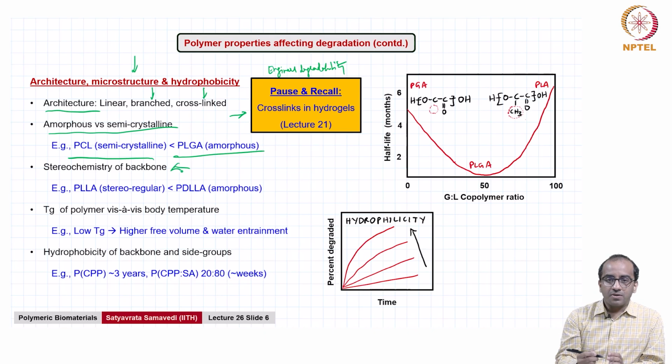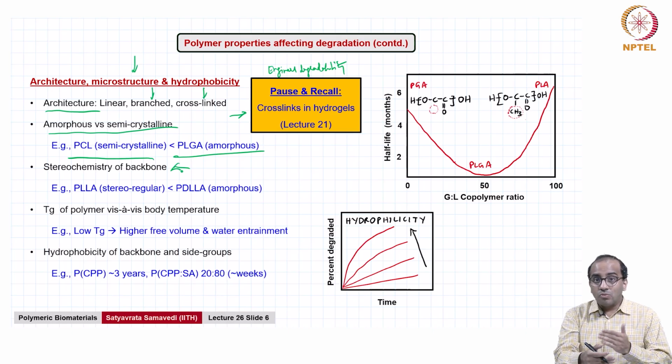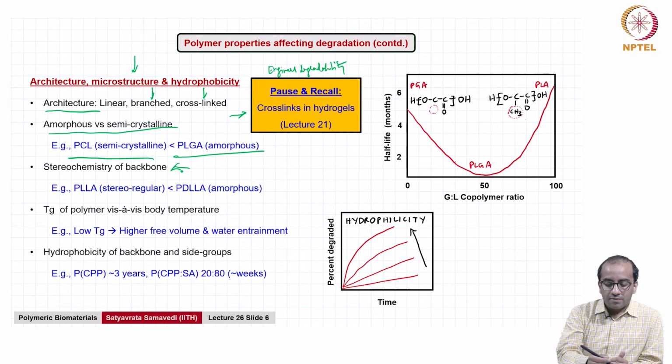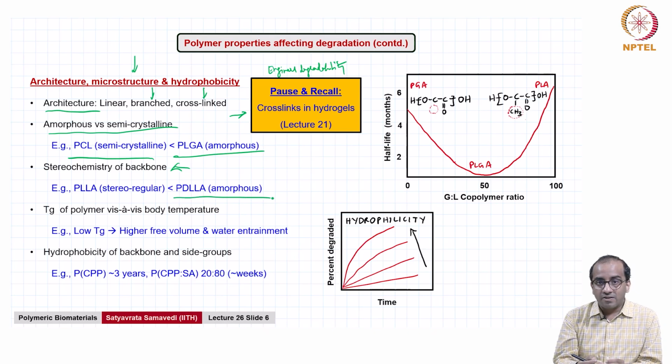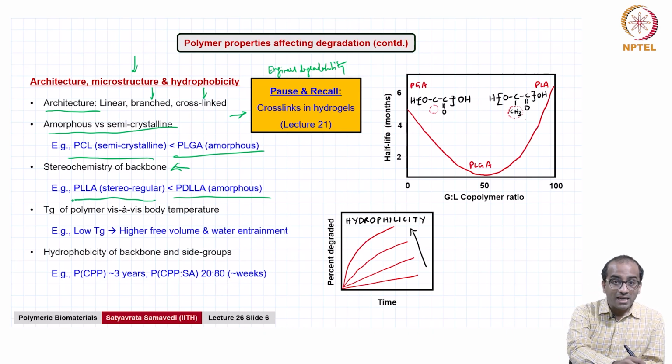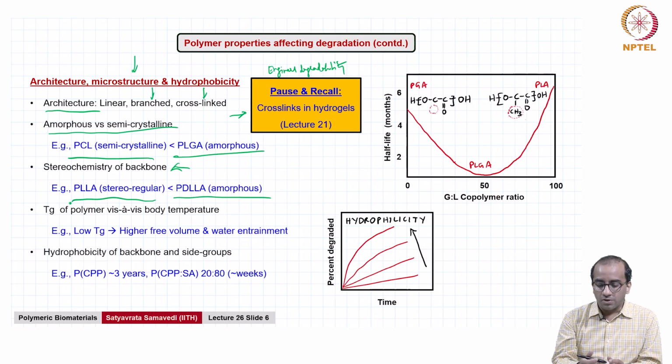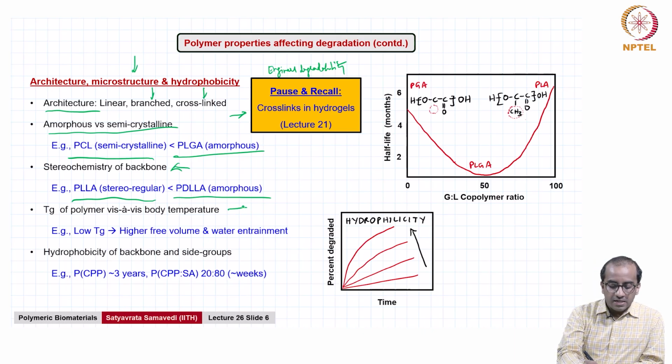Another aspect to think about is stereochemistry of the backbone, right? Again, this can be tied to regularity in the order, where something like PDLLA, which is largely amorphous because of the lack of order, is going to degrade faster compared to something like PLLA, which is more stereoregular, right? You can also have the Tg of the polymer being important compared to body temperature, right?